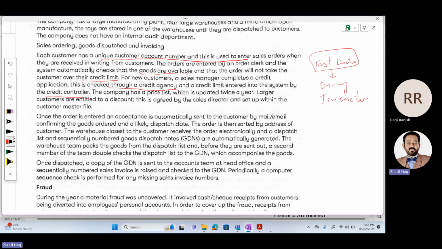The company has a price list which is updated twice a year. Larger customers are entitled to a discount, and this is agreed by the sales director and set up within the customer master file. Who is authorizing discounts to customers? The sales director. How can we check that? Only the sales director is authorized to assign discounts to customers, not anyone other than the sales director.